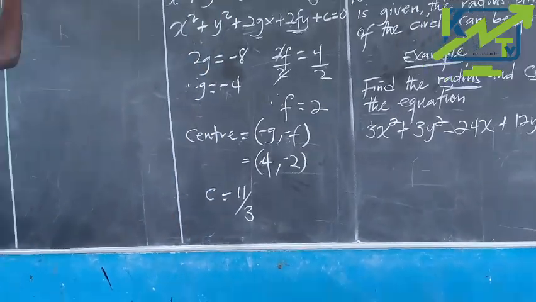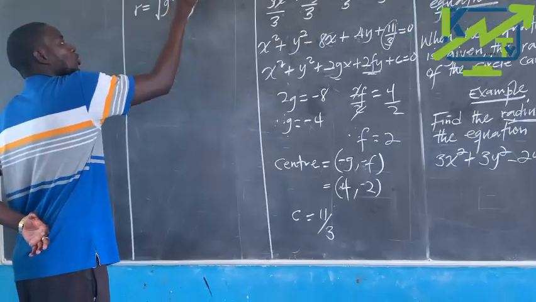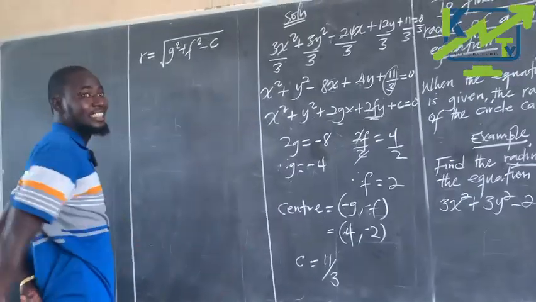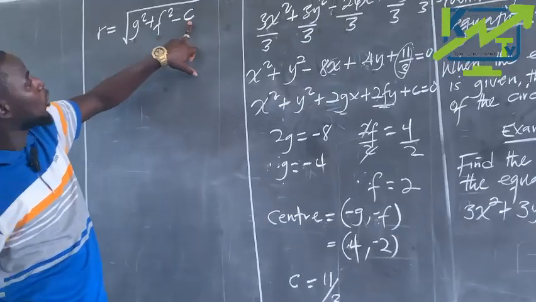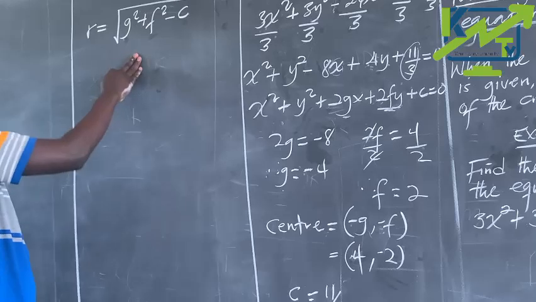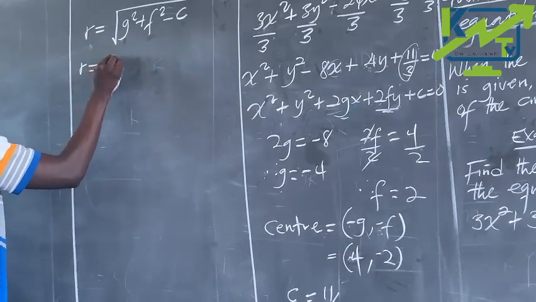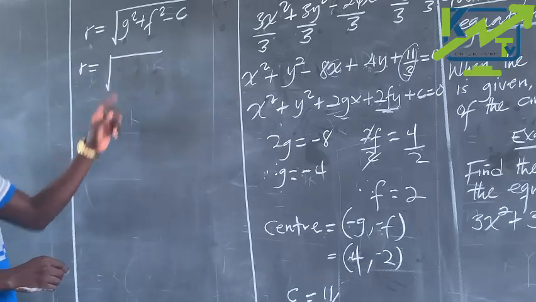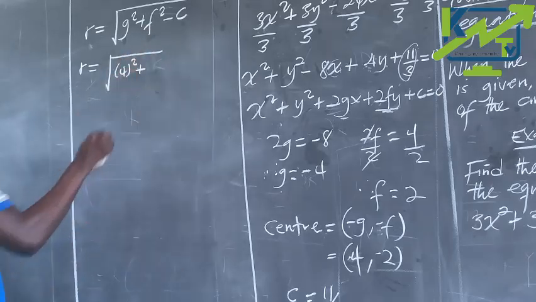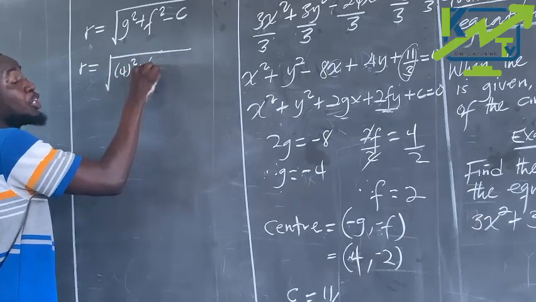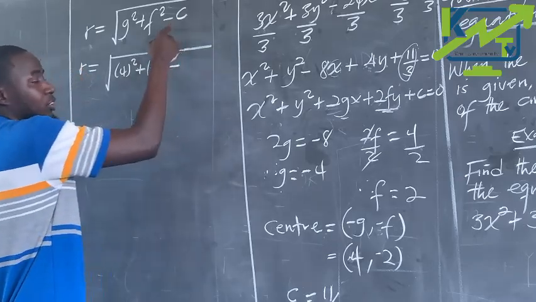To find the radius, our radius is going to be equal to the square root of g square plus f square minus the constant c. Are you there? So now we already know our g, we know our f, we also know our constant c. So we are just going to input them there to know the value of r, that is the radius. So our radius is going to be equal to, what is our g? It's going to have 4 square, right? And plus, what is our f? It's going to be minus 2 square. You need to put them inside the bracket, okay? Minus 2 square.